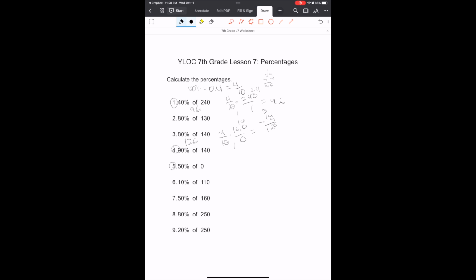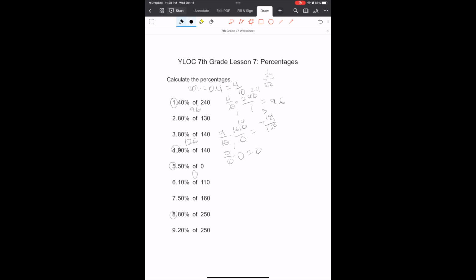Number 5, 50% of 0. Well, any percent of 0 is just 0, because 5 over 10 times 0 over 1 is equal to 0.